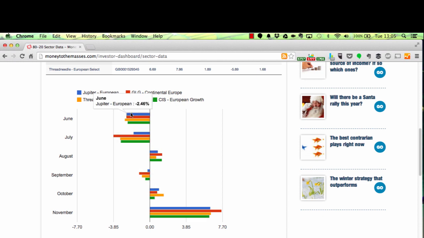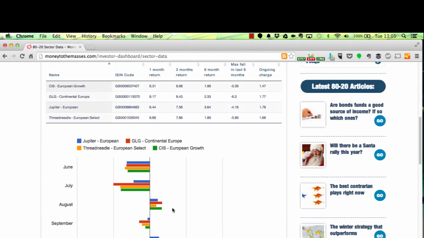So, for example, here, Jupiter European, if you hover over, you can see the name of the fund, tends to outperform on the downside, because to the left of this bar chart is a negative return for a month, to the right is positive. In this example, Jupiter European tends to slightly underperform on the upside, but you get less of the downside. So that's of interest to me.